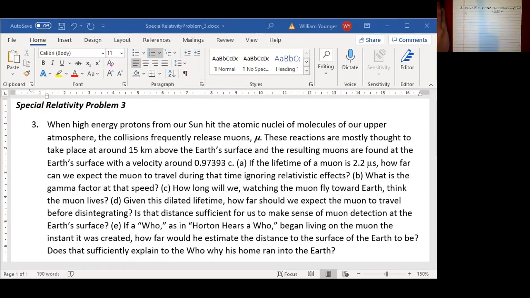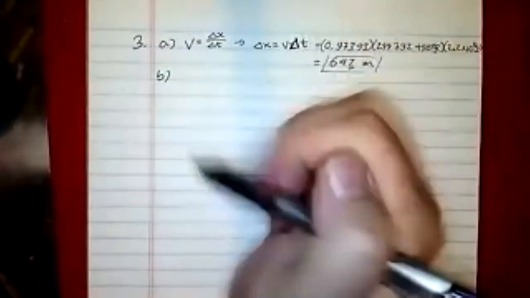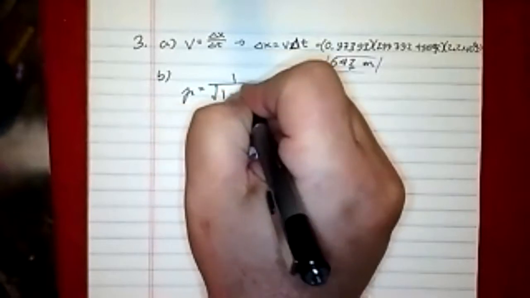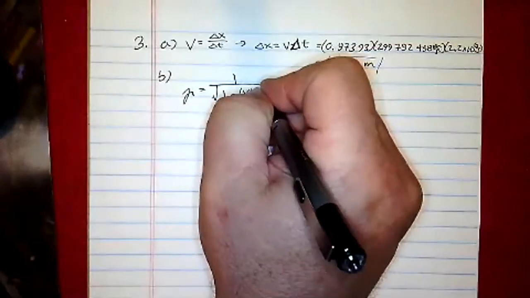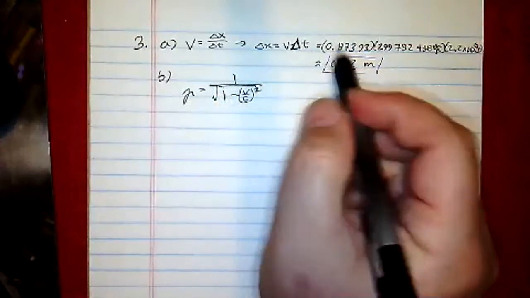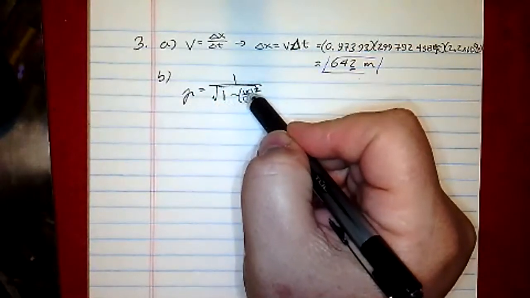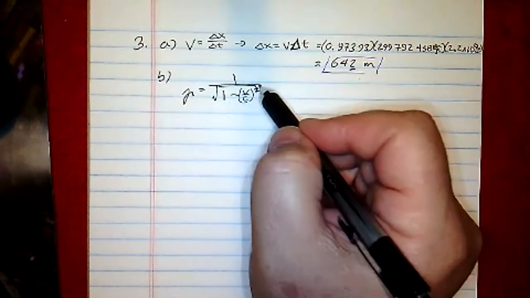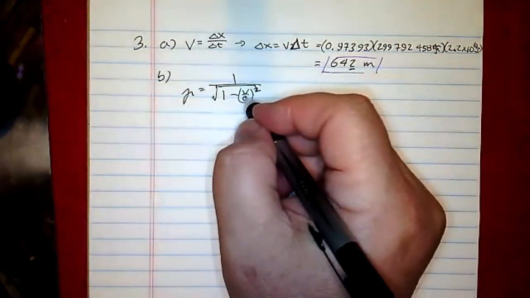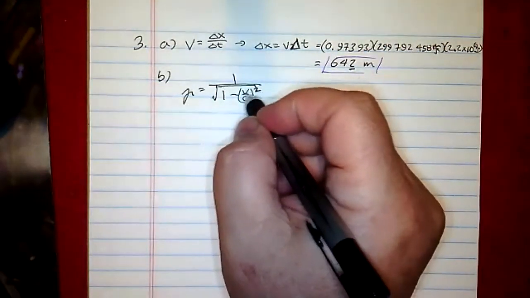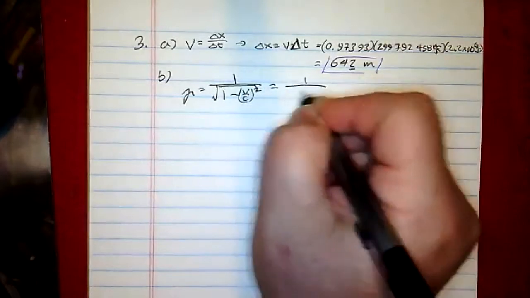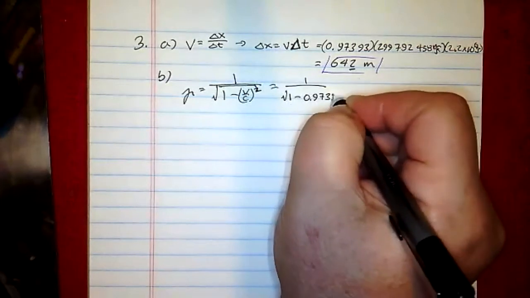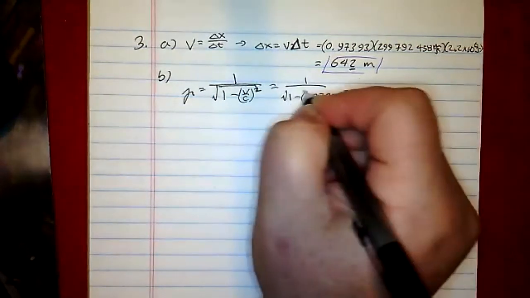Again, stop sharing. Now part B, gamma, of course, is defined to be 1 over the square root of 1 minus v over c quantity squared, which in this case, you notice the v over c would be 0.97393 times c divided by c. So really all I have to do is put in the 0.97393 because this really is beta. So I'm just going to do 1 over the square root of 1 minus 0.97393 squared.